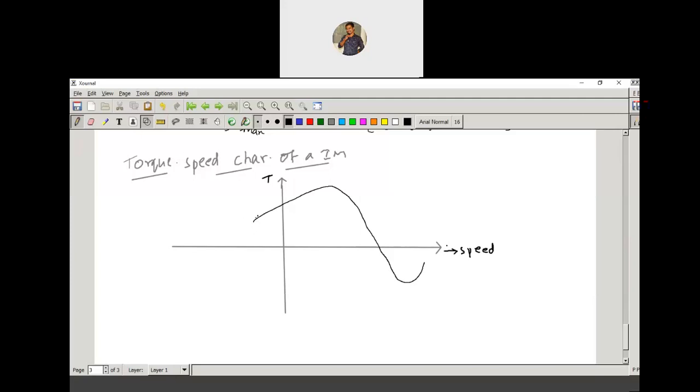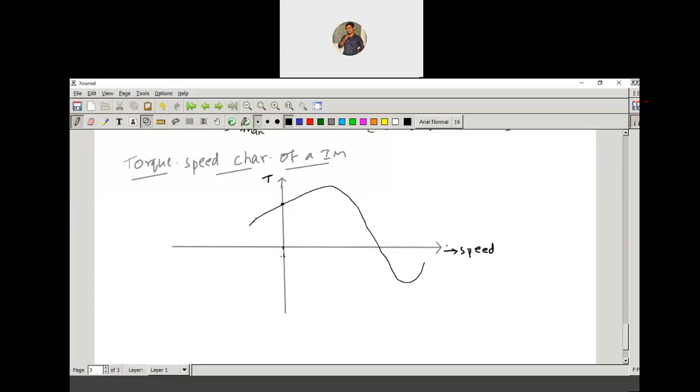So these are the speed-torque characteristics of the induction motor. And here this is the torque. This is the torque at which slip is 0. Sorry. You can say that it is zero speed. This is zero speed.